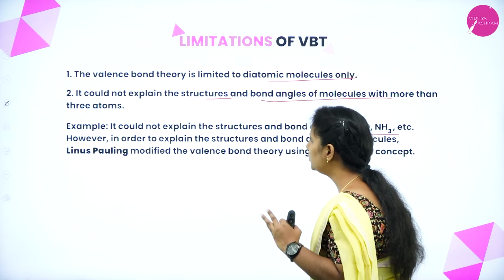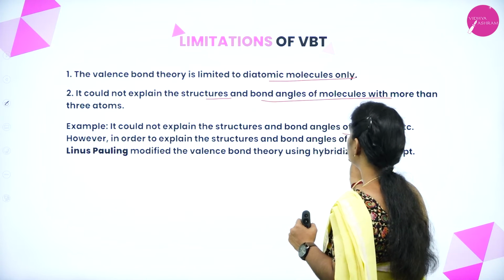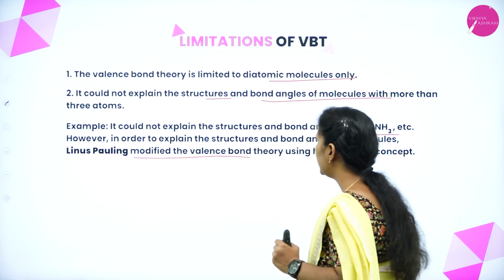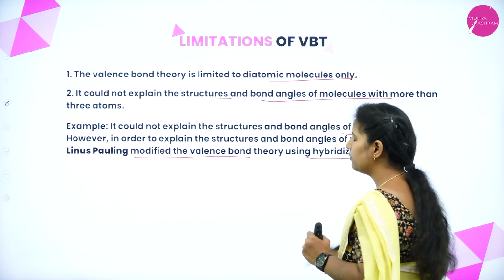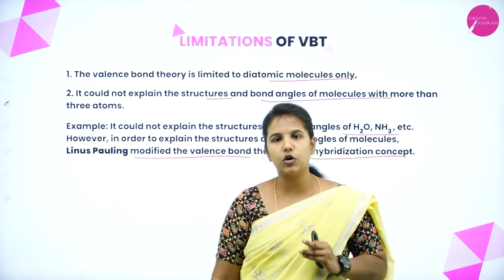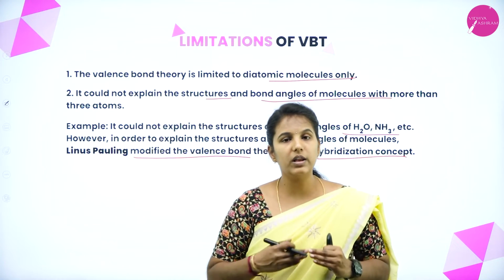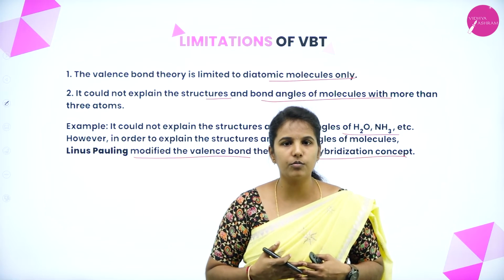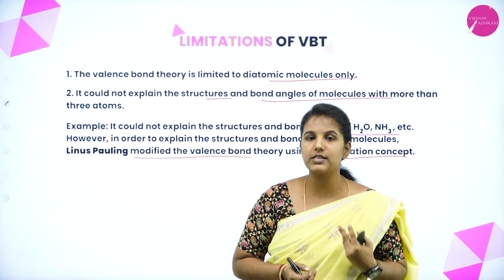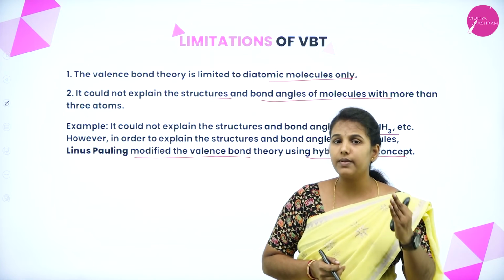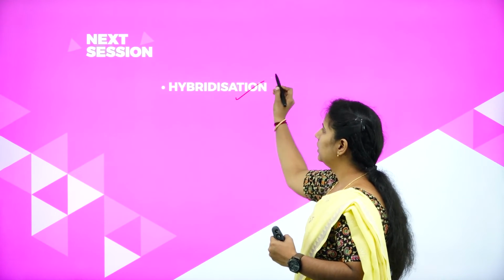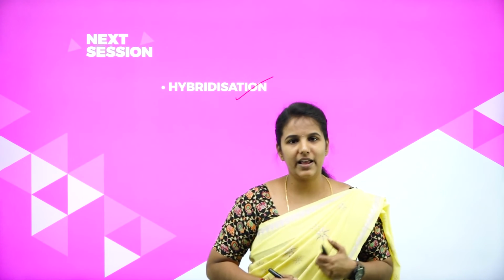However, in order to explain the structure and the bond angles of molecules, Linus Pauling modified the valence bond theory by using what? The hybridization concept. Linus Pauling was a scientist. He altered this VBT theory and used the concept known as hybridization to explain the structure as well as the geometry. We are going to understand more about hybridization in the next session.